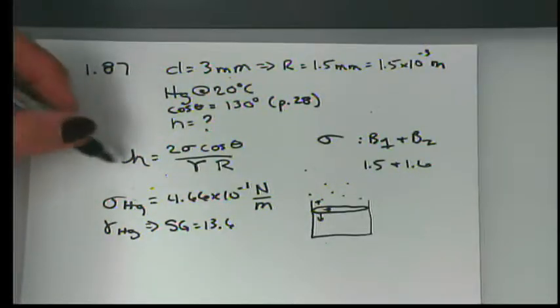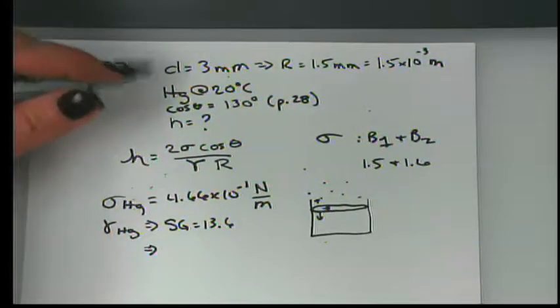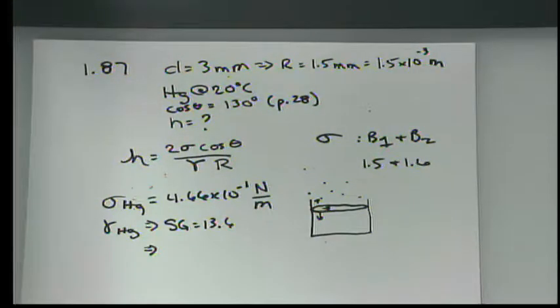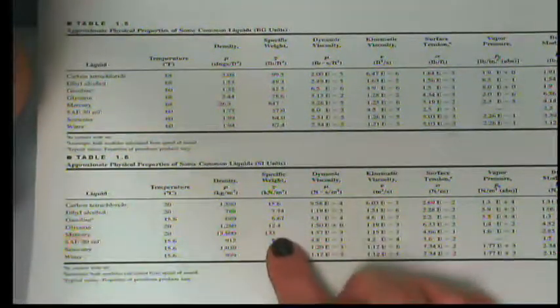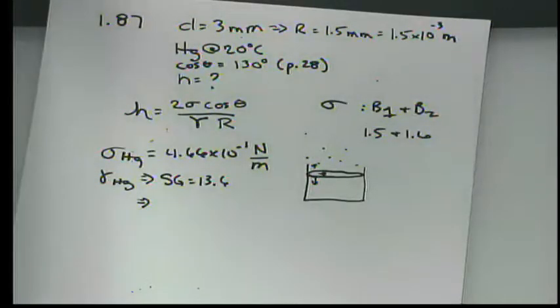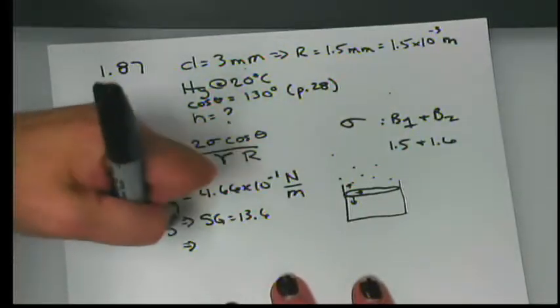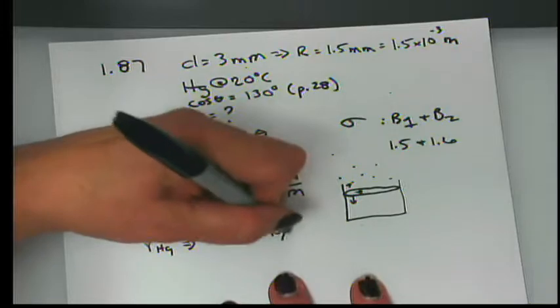All right, so continuing with that idea, the next thing we need to do is just find the gamma of mercury. Now we know that it's 13.6 times gamma of water, or we can go back to that same table in the inside front cover of the book where we specifically have a value for mercury. Here's density, here's gamma, mercury, 133 kilonewtons per meter cubed. And kilo is 10 to the third Newton per meter cubed.